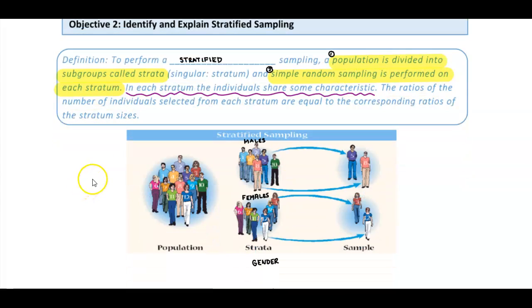sizes. So for example, in this figure, if this is the entire population, and out of that population we take out the males and the females, therefore this is considered the strata, which is depending upon gender. And then the sample would then be, okay, we're going to select 2 males out of that strata, and we're going to select 2 females out of that strata.